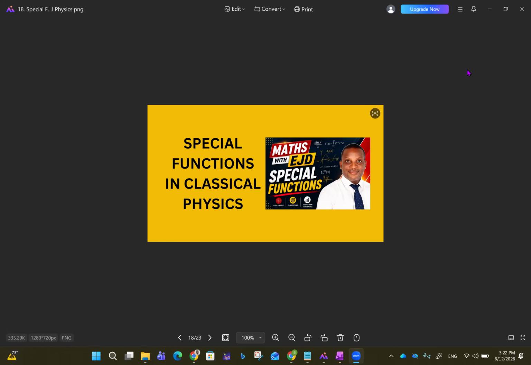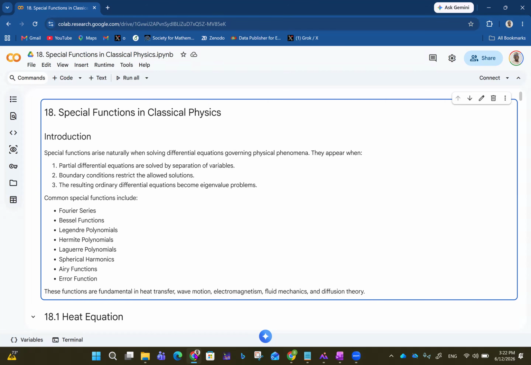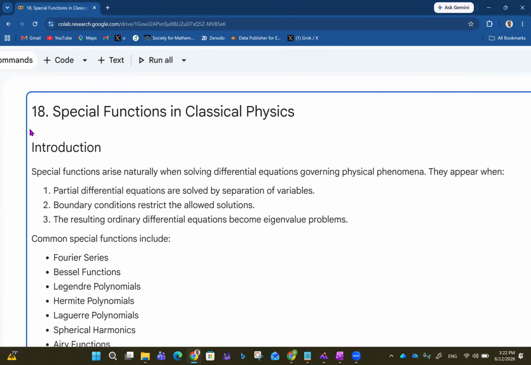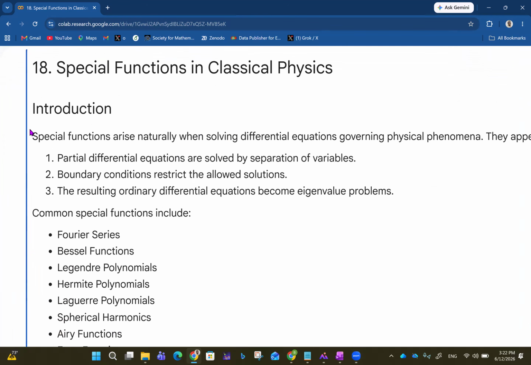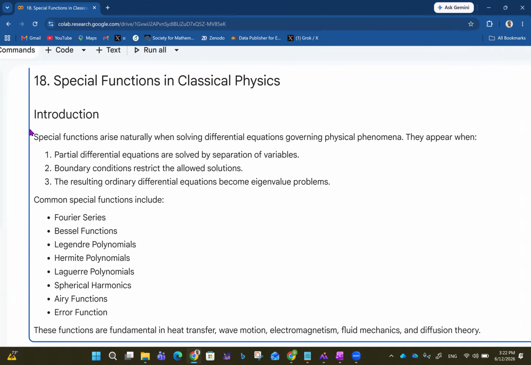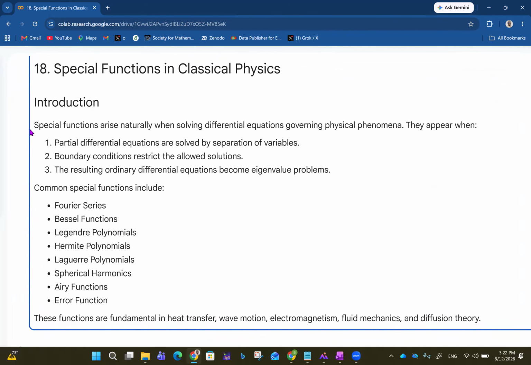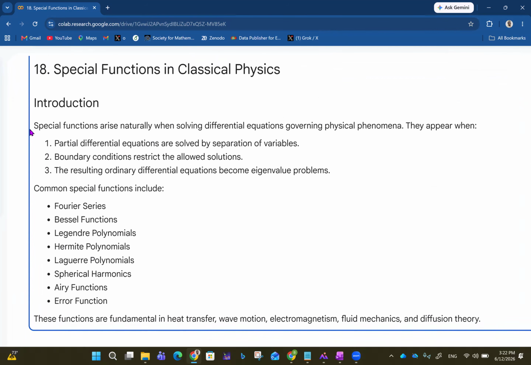We move on now to special functions in classical physics. In the last video, we saw special functions in quantum mechanics. So, special functions in classical physics is the focus here now. And in the introduction, we see that special functions arise naturally when solving differential equations governing physical phenomena.